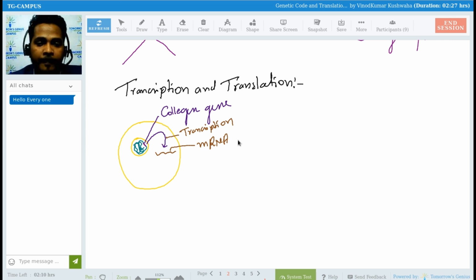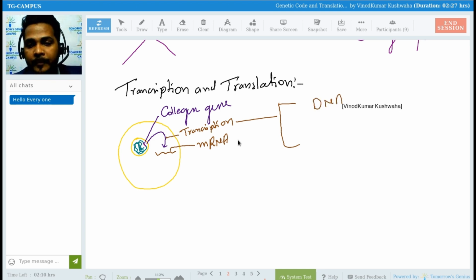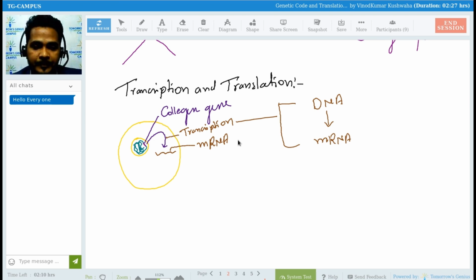This mRNA, so this process is what? Transcription. So how can I define transcription? The process of copying a segment of DNA into mRNA. So the process of copying the DNA segment into mRNA is what? It is called transcription.